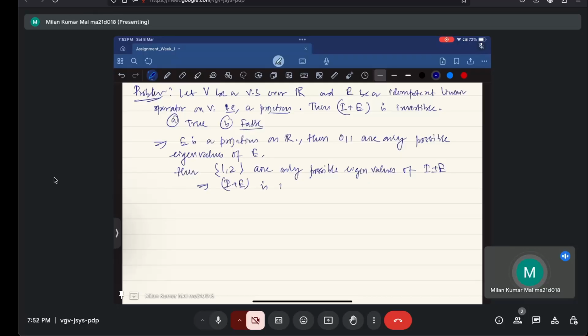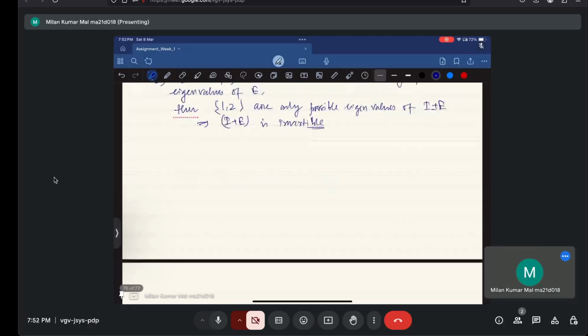I plus E is invertible. And what is the inverse of I plus E? Okay, that is something very interesting that I will not discuss here, because in that case, as 1 and 2 are the eigenvalues.